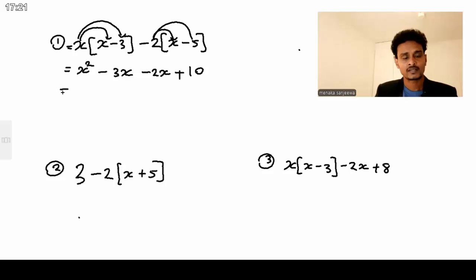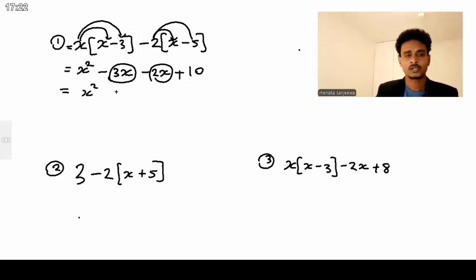Now there are like terms here. Is there any like term for x to the power 2? No. There is only one term, so you can't simplify it further. But these two are like terms, right? Yes, sir. 3x minus 2x. So what's the answer?